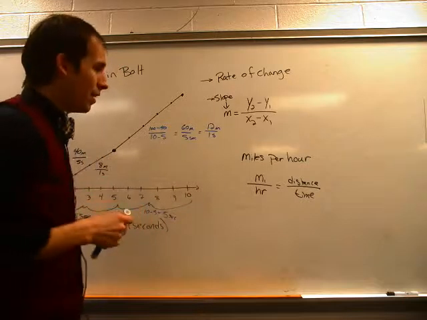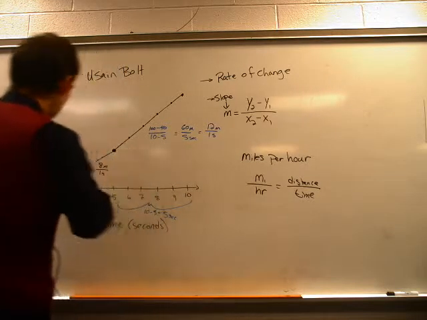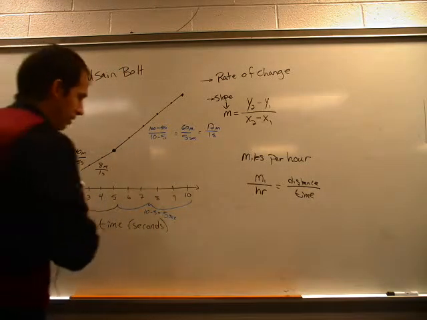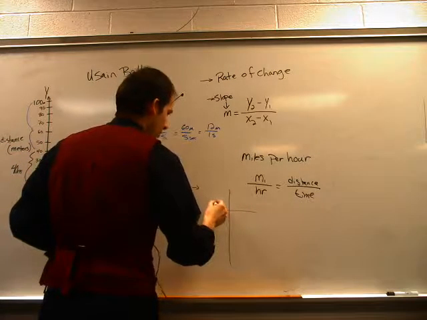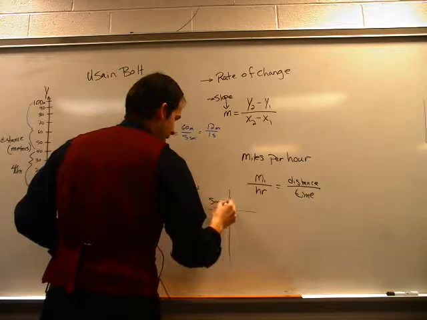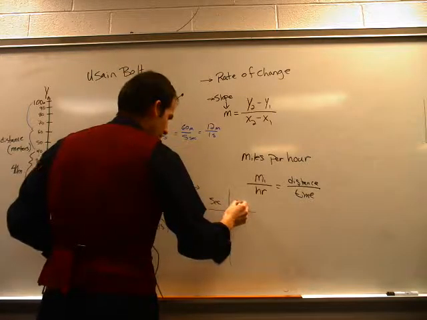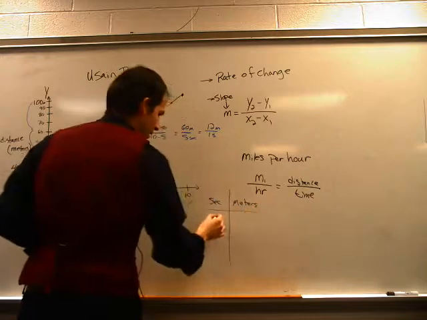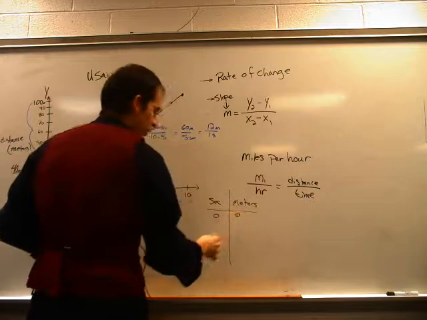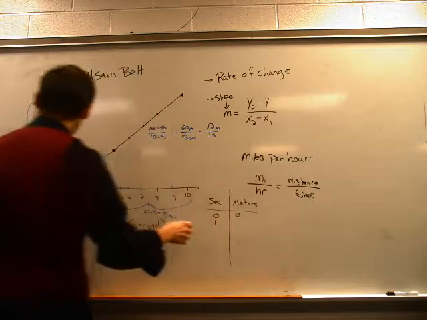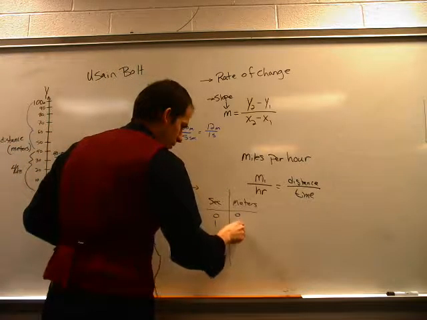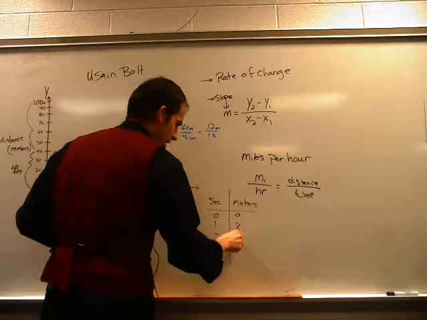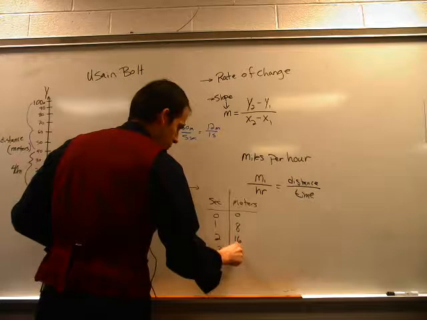So is there an easier way to find it? Well, sure there is. So check this out. What if I created a chart? Like an XY chart, kind of like you're used to. This is seconds, and this is meters. So at 0 seconds, he was at 0 meters. That's pretty apparent. 1 second, he was about 8 meters. 2 seconds, he was 16 meters. 3 seconds, he was 24 meters.